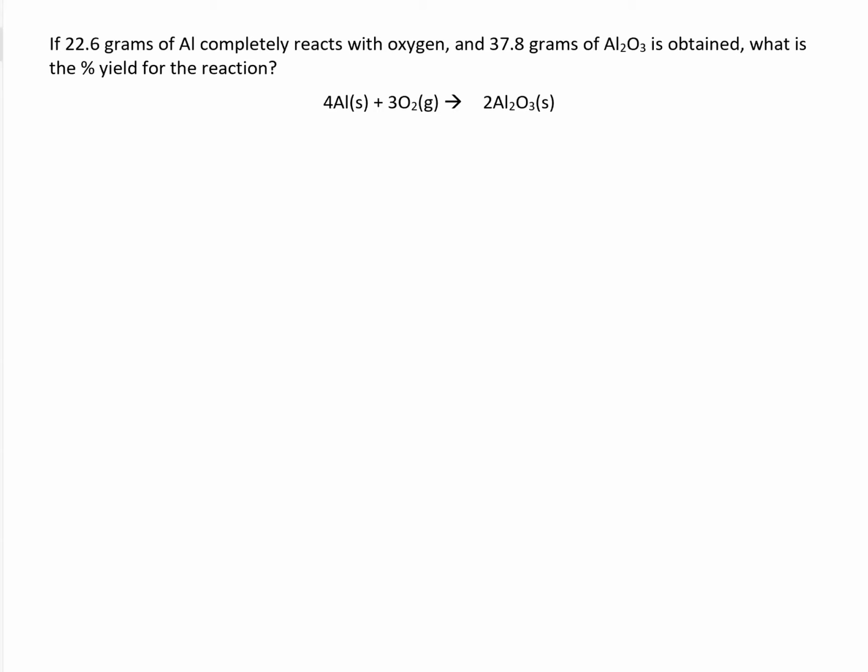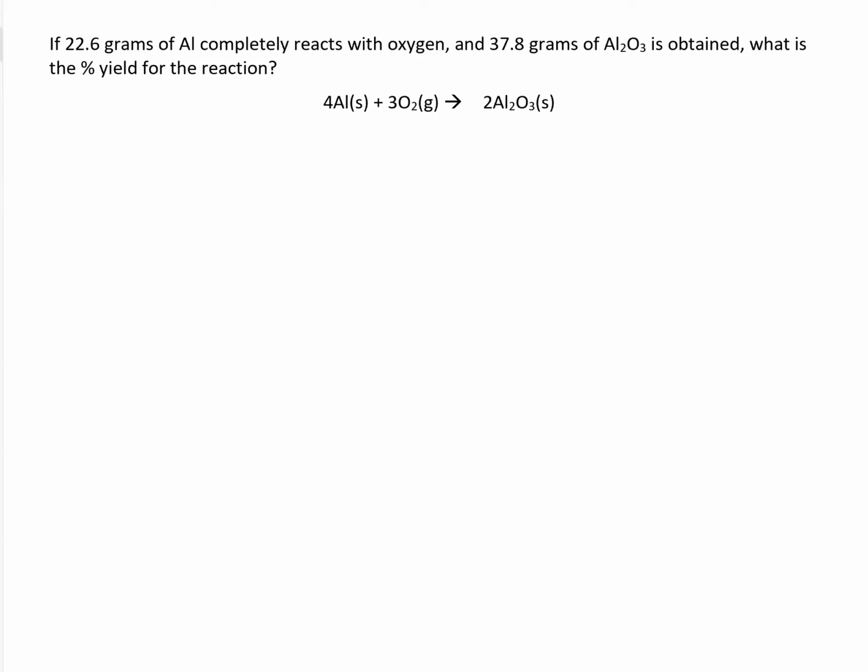So there's a couple of things we need to know here. The first thing is we know already how much material we got, but what we don't know is how much aluminum oxide we should have gotten. That's going to fall entirely, in this case, on the aluminum because we say it completely reacts with oxygen. Since there's no mass of oxygen given, it's assumed that the aluminum is the limiting reagent.